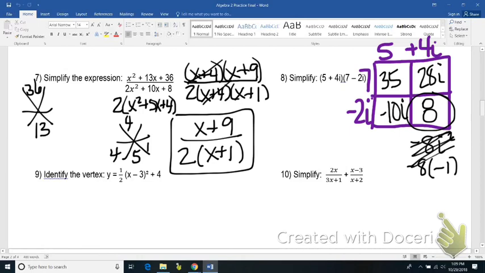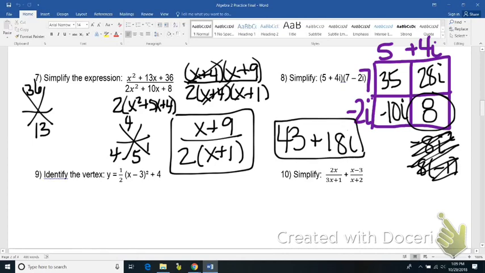So don't ever leave i squared in your answer. And yeah, the i squared equals negative 1 is on your reference sheet. It's on the front, bottom right, or bottom left-hand corner, I think. And then you just combine terms, right? So 35 plus 8 is 43. And your two i terms will make positive 18i. And then that one's finished.